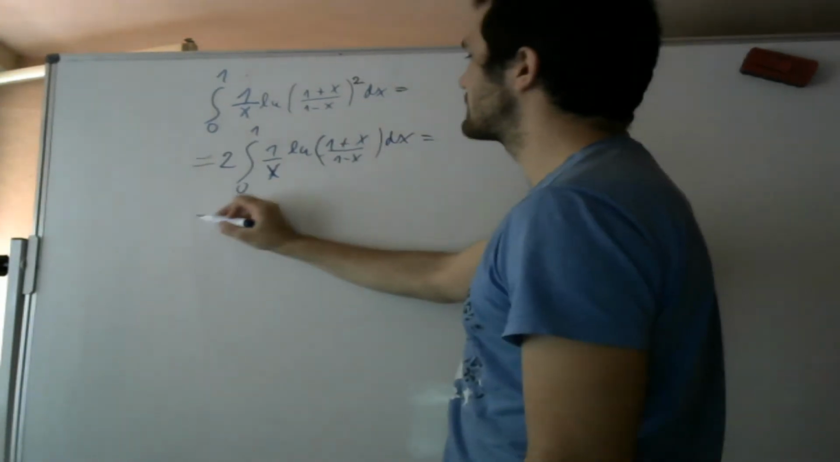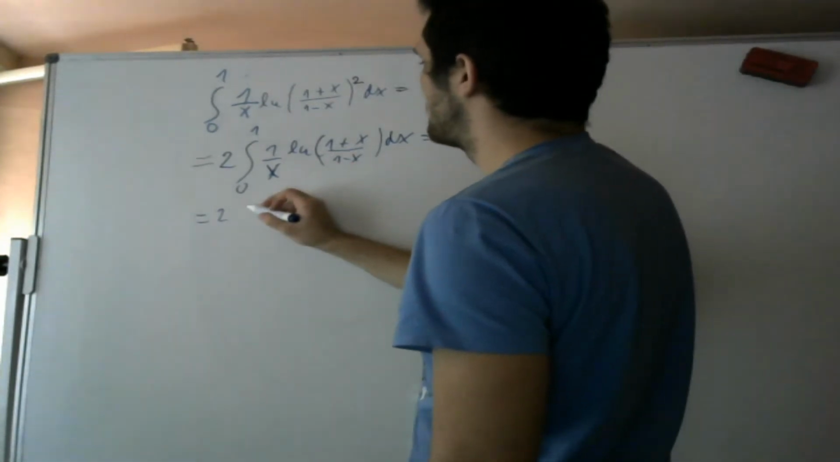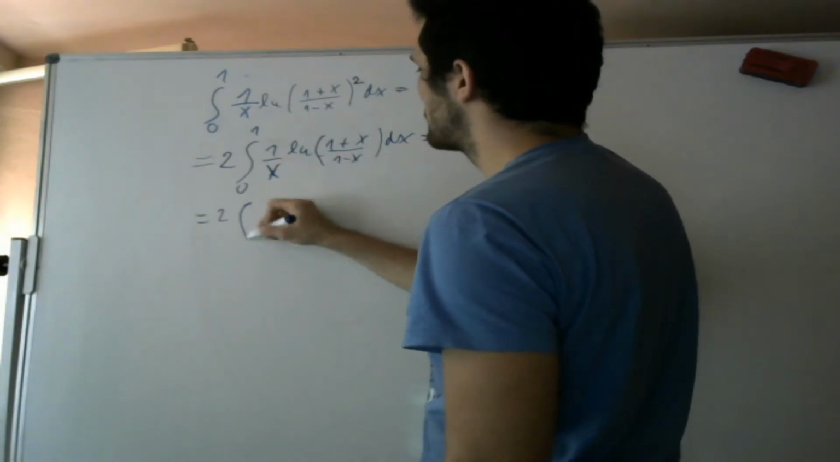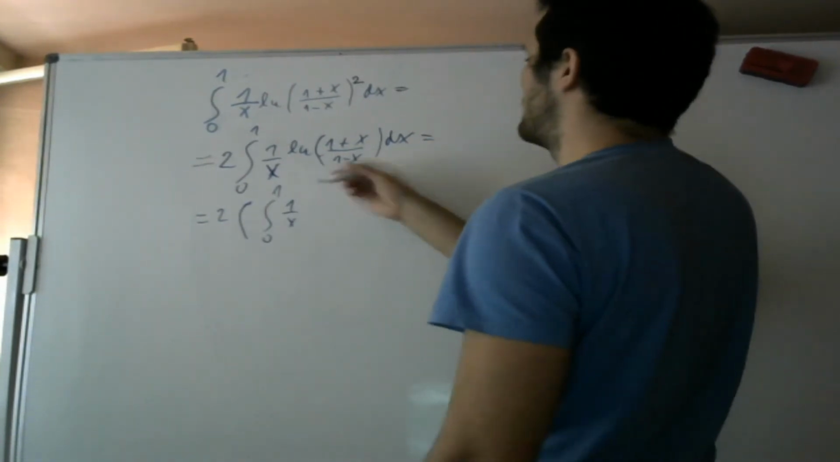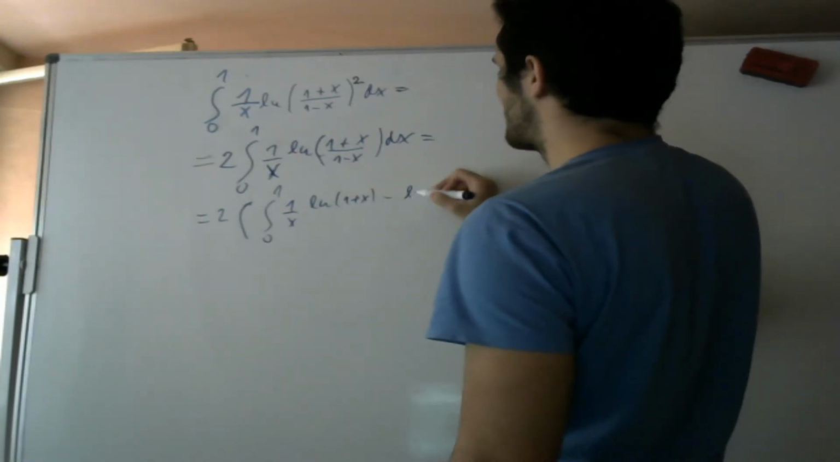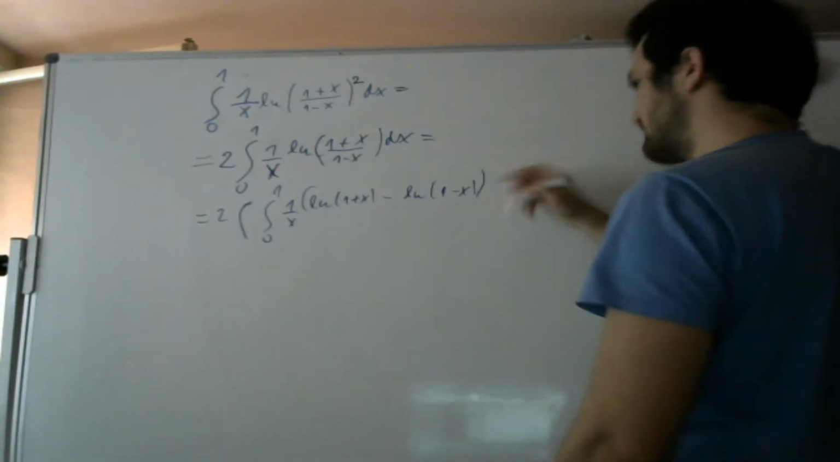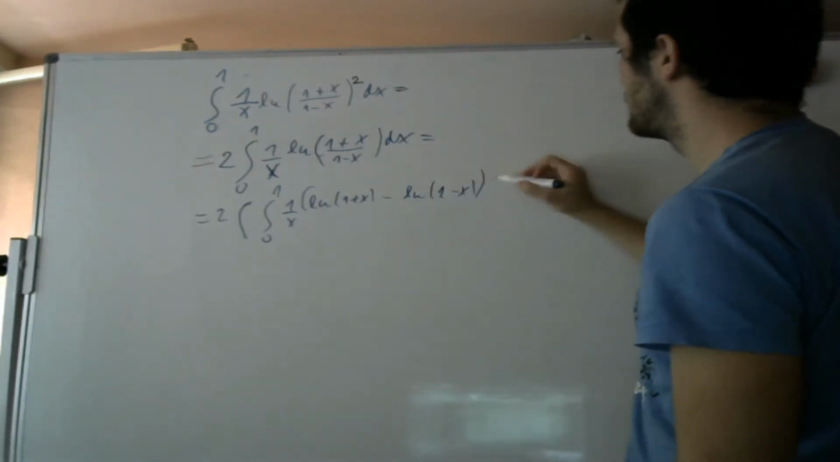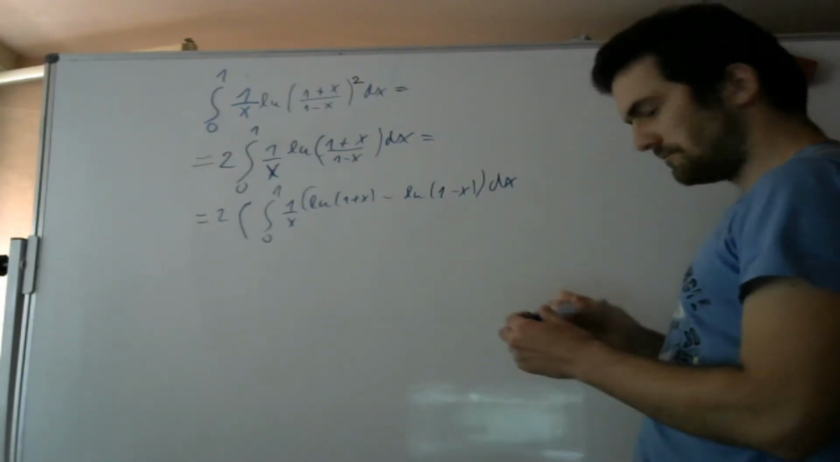We will split the logarithm, not the integral. We have 2 multiplying an integral from 0 to 1 of 1 over x times (ln of 1 plus x minus ln of 1 minus x) dx. Okay, what will we do now?